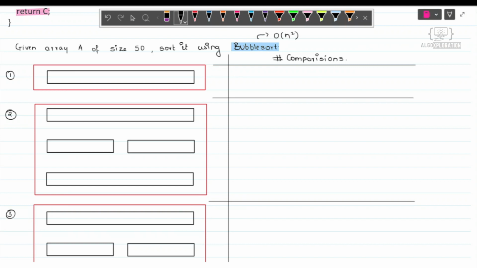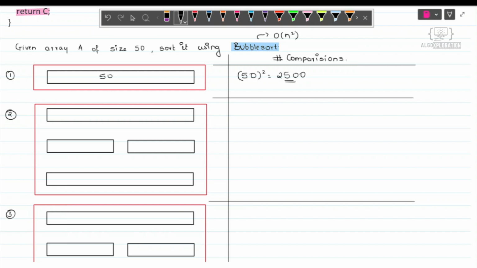Okay, now there are three cases that I would like to explain. The first case is, since we are given an array of size 50, we have to sort it. Now we are using the bubble sort, so the number of comparisons will be 50 whole square, that will be 2500. So to sort an array of size 50, the number of comparisons is 2500.